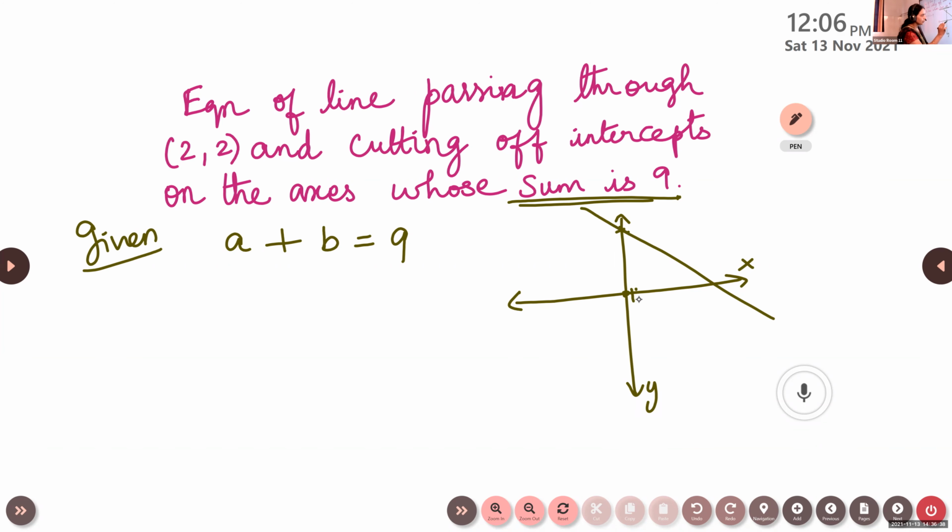So the part of the axis, this length, we call it the x-intercept. The part of the axis cut by the line. Similarly, this part is called the y-intercept. X-intercept and y-intercept. Is it clear, children? That intercept concept, is it okay? It is the part of the axis cut by the line.